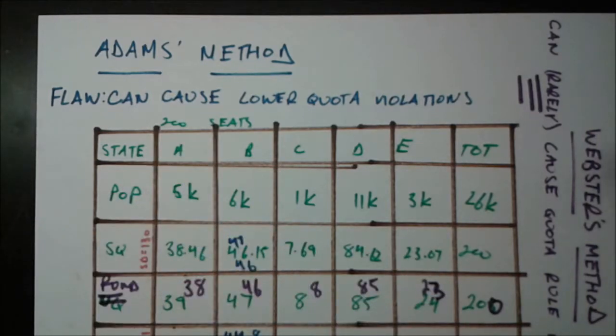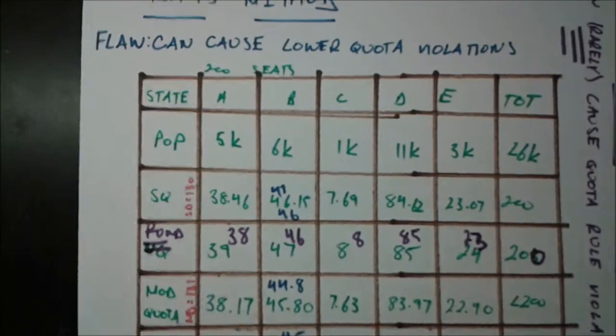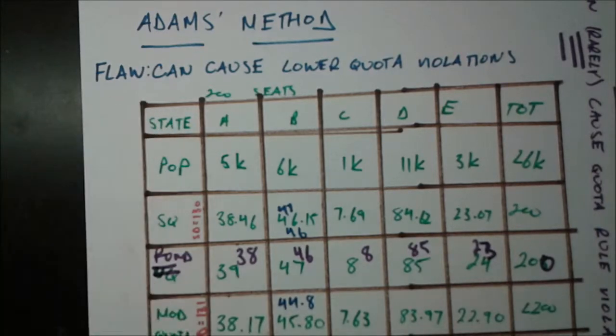So hopefully this mini-series on allocation is a little bit helpful in seeing how to give indivisible objects, such as seats, to different states.